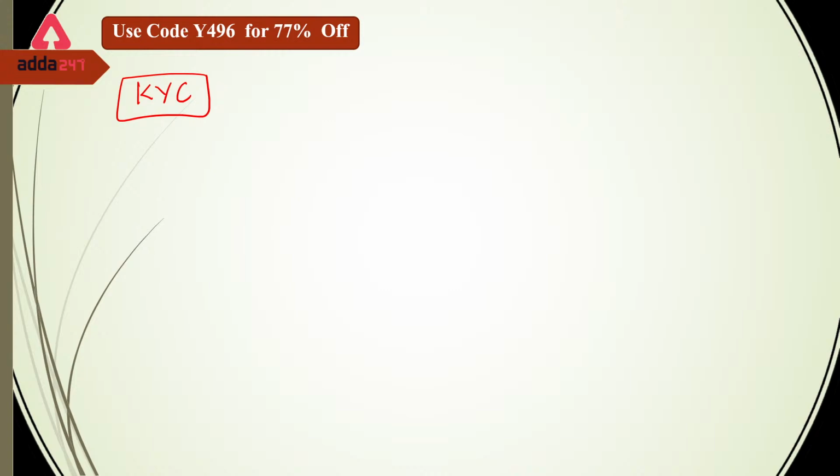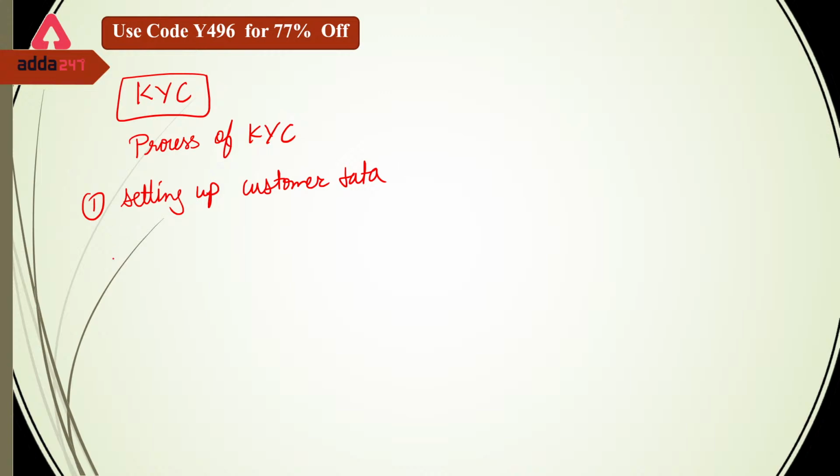So first of all, let's understand what is the process of KYC. The first step of the KYC process is simply setting up customer data. It can include uploading identifying documents. So first is setting up customer data, that is uploading identifying customer documents into the CRM system.